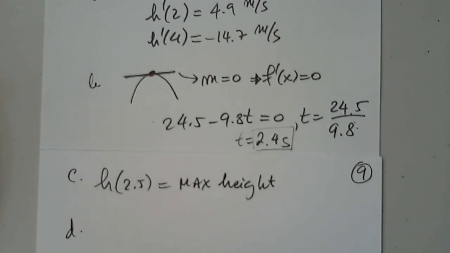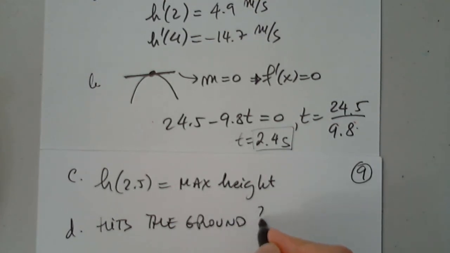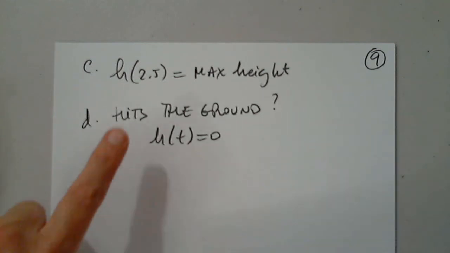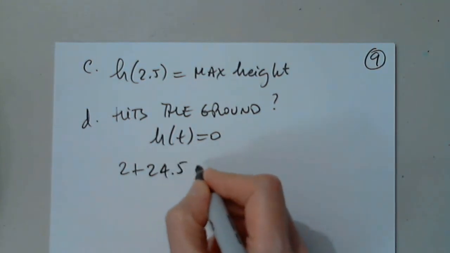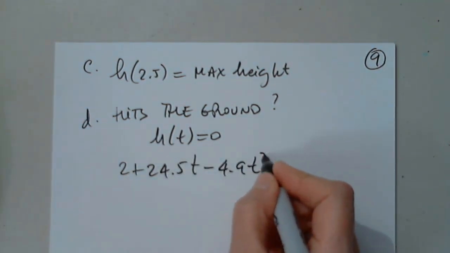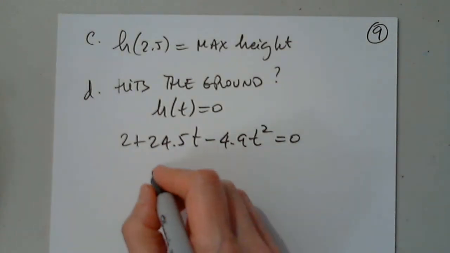We'll plug it in. And now we're asked when it hits the ground. When does it hit the ground? What do I need to do? Set h(t) to 0. Of course, thank you very much. Hitting the ground means I am at height 0. Yes, I'll come back and we'll calculate that. So we have to solve 2 plus 24.5t minus 4.9t squared equals 0. I don't like it. I will rearrange it.